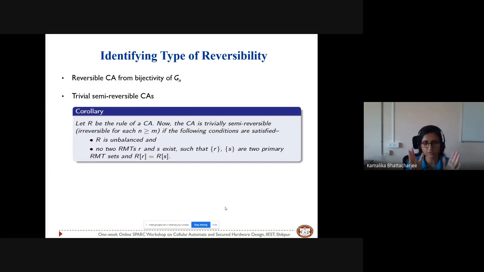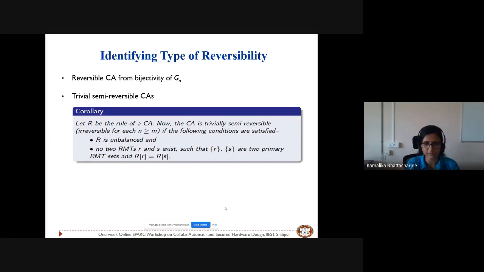What is that? Suppose the rule is unbalanced and we can think of, say, we are taking an ECA with only two cells. For 1 cell, I have already told that if it is 0 and 1, and if 0 and 1 do not have the same next configuration, then it is not strictly irreversible. For 2 cells also, what are the possibilities? 0 0, 0 1, 1 0, 1 1. If those are not mapping to the same configuration, you can say it is not irreversible for that size.